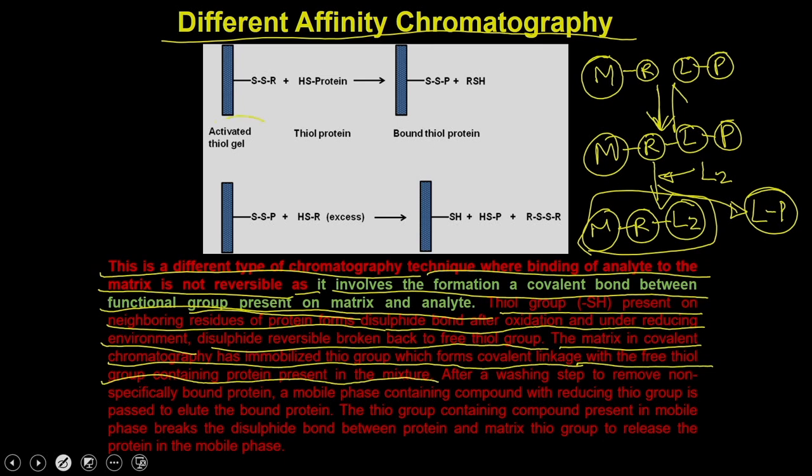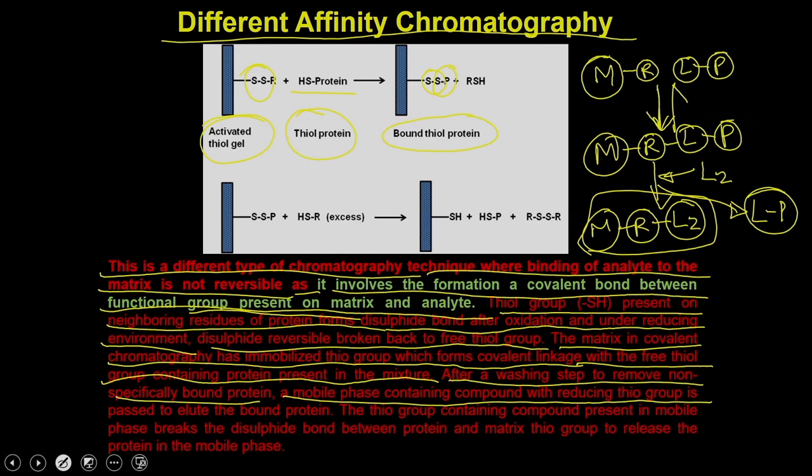For example, you have the activated thiol gel, which contains the disulfide bridge. The protein has sulfhydryl groups, and when you incubate these thiol-containing proteins, the bound thiol is going to bind the protein with the help of disulfide linkages. After a washing step, you remove the non-specifically bound protein. A mobile phase containing a compound with reducing thiol group is passed to elute the bound protein.